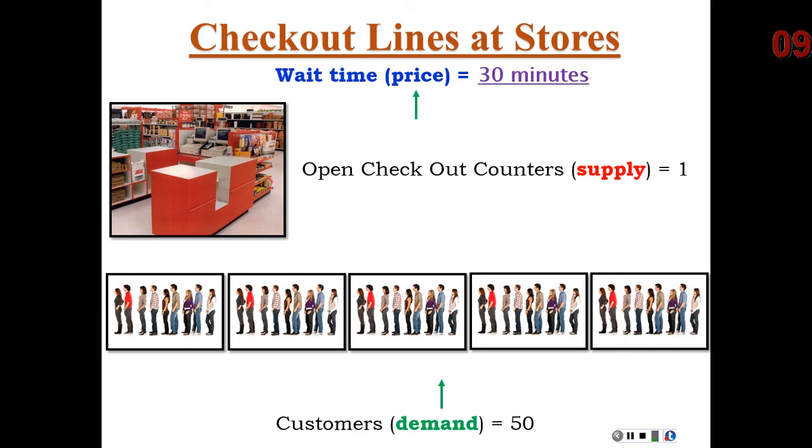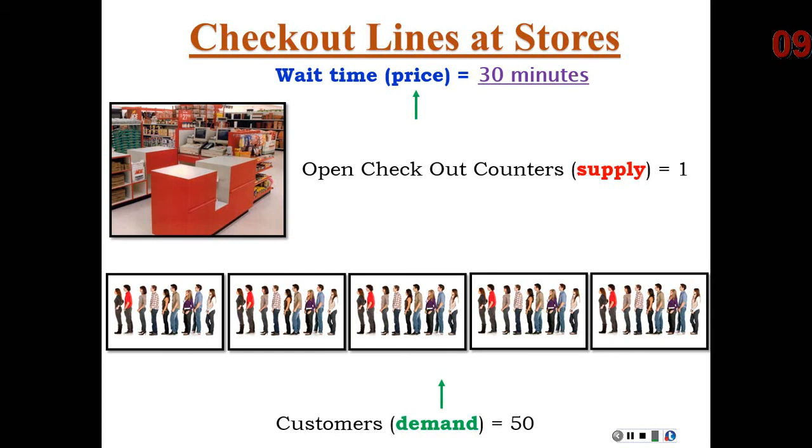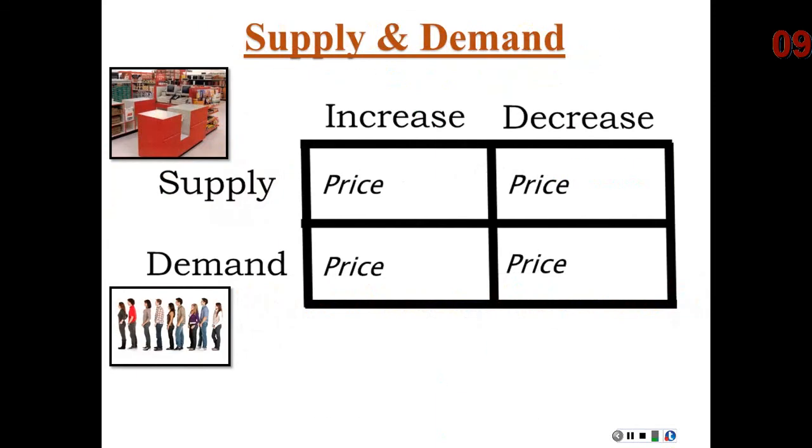If a bunch of these people went home and left the line, and we were only left with 2 people in line, then clearly the wait time for those 2 people would be a lot less, right? The price would go down as demand goes down. Okay, so let's apply these to these scenarios. First to this table, right?